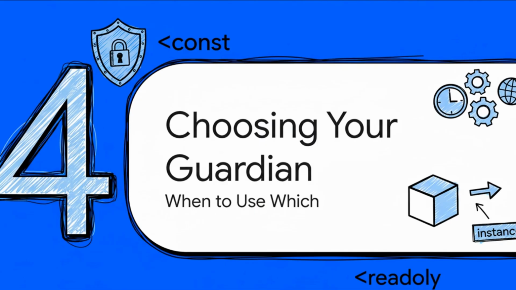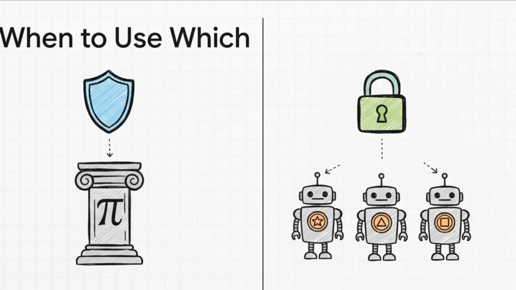So with all that in mind, how in the world do you choose the right guardian for the job? Because understanding when to use them is just as important as knowing what they do. Okay, here's your playbook. It's actually pretty simple. If the value is a true, unchanging, universal constant, like a math value or a fixed conversion factor from miles to kilometers, you're going to use const. You know that value before you even write a single line of code.